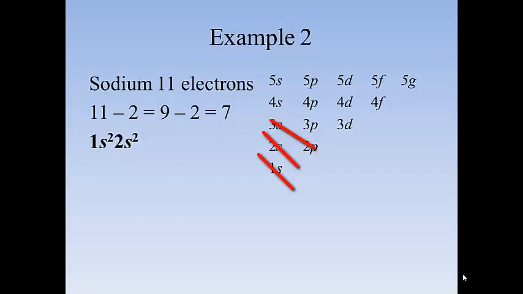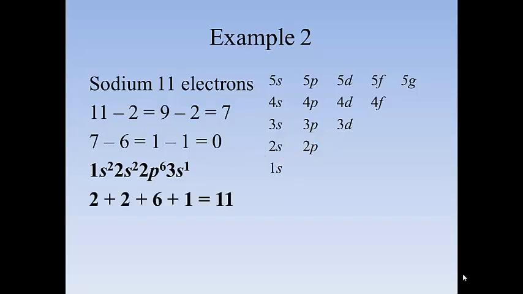You can place 6 electrons and it would be written as such. We have 1 electron left to place. We see that 3s is next. So you would write it this way, and you would say that sodium is 1s2, 2s2, 2p6, 3s1. If you add up all of the superscripts, you notice that it comes out to be 11 electrons. Matches up with what you need to have. You got it all done.